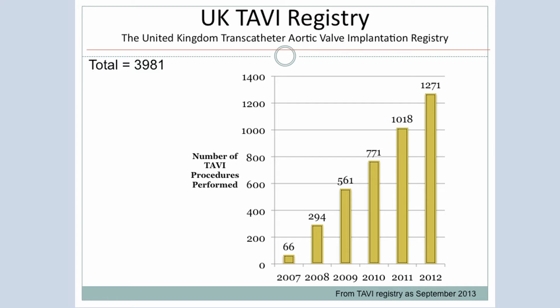Now let's look at some UK TAVI data. Up until 2012, a total of approximately 4,000 procedures had been performed. In 2012 itself, the number of devices implanted was around 1,300. Our graph here shows a steady rise in implantation rates year on year.